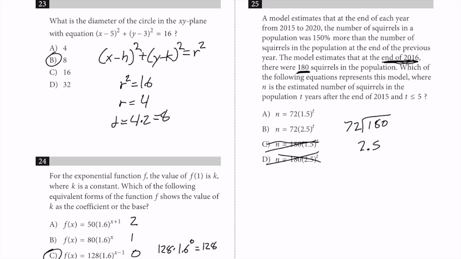But the other way you can do it is, you know that you start with, to get the same number, you would multiply by 1, right? But to increase by 150%, you have to add an additional 1.5 to account for the 1 in the 100% and the 0.5 for the 50%. And that will give you 2.5. So either way you do it, you'll get answer choice B, which is 72 times 2.5 raised to the t.